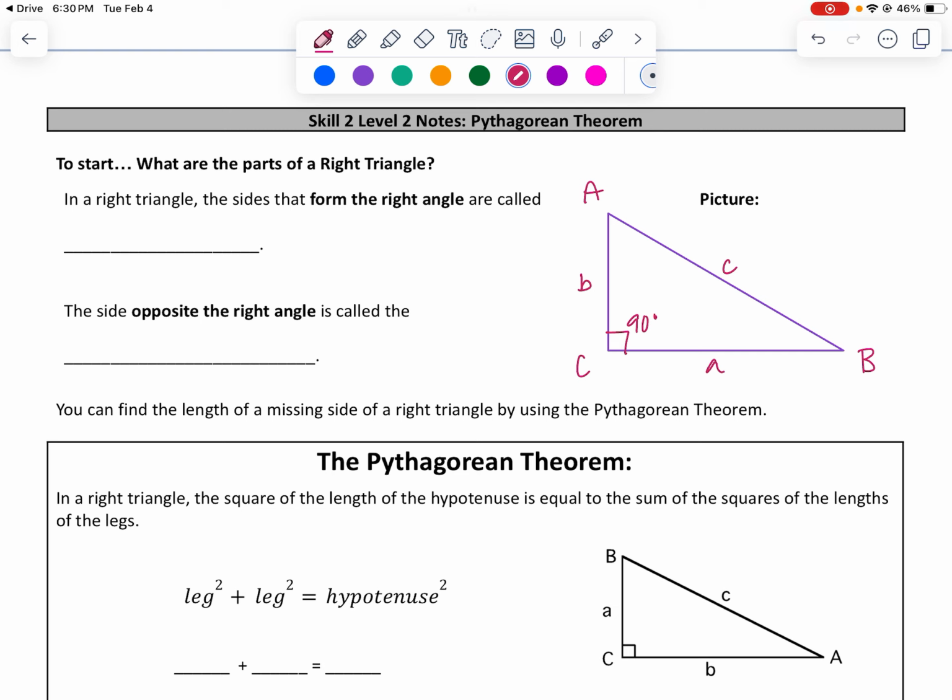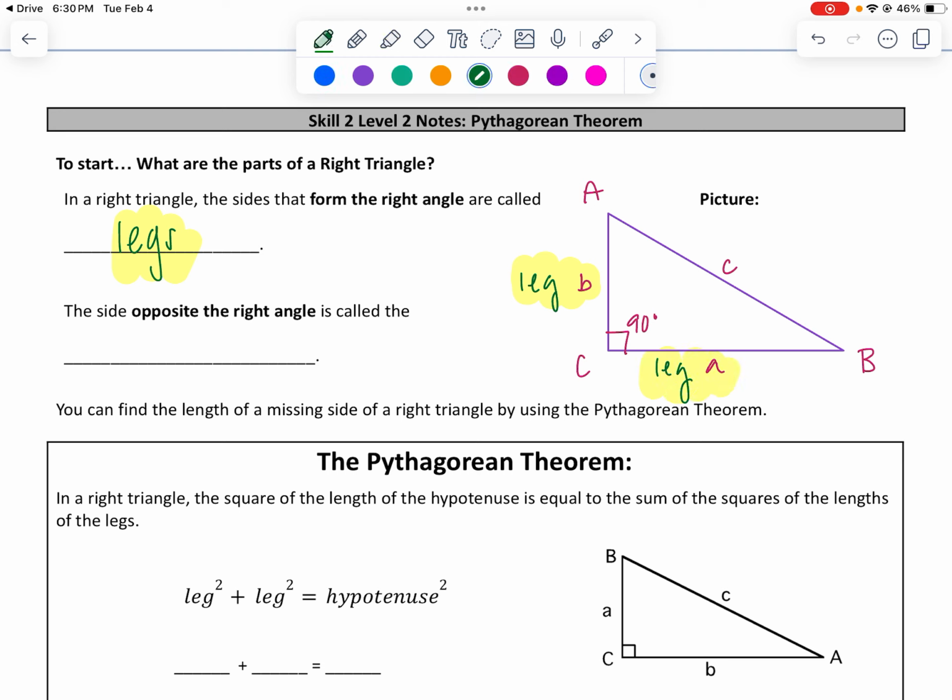Okay, so then there is specific vocabulary when we're talking about right triangles. It says in a right triangle, the sides that form the right angle, my two sides that form the right angle, are called your legs. So here's leg B, here is leg A. Those are my legs.